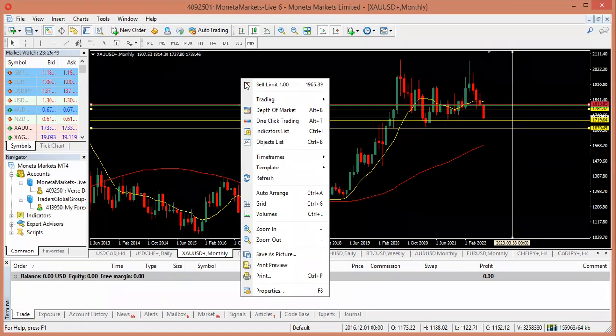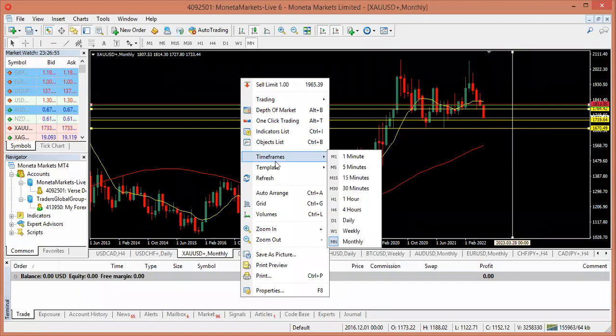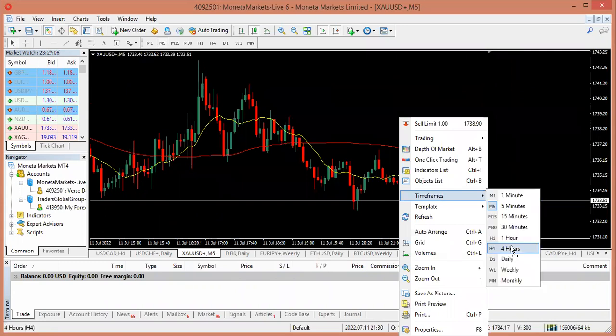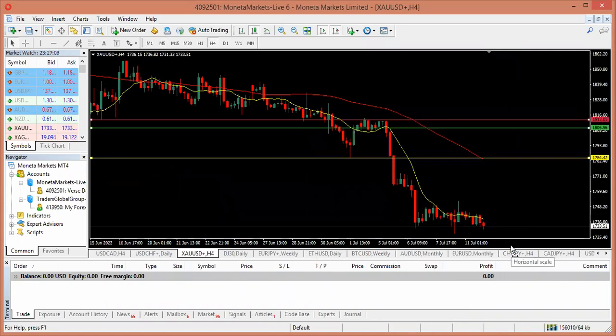Yes, exactly. Now look at time frames. Click on it. Are you seeing it now? Yes, sir. So you can switch. You can have maybe 5. If I come again, click on time frames, come to 4 hour. That's one way. Another way, come to view.